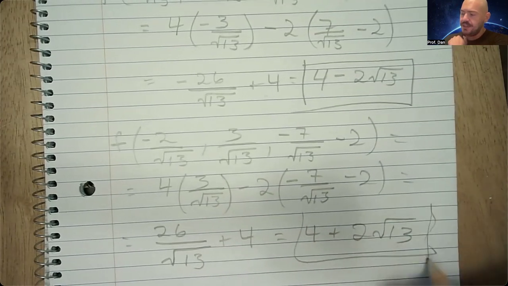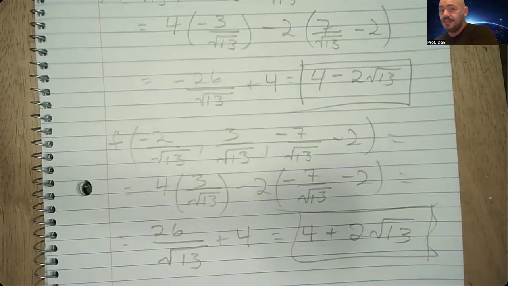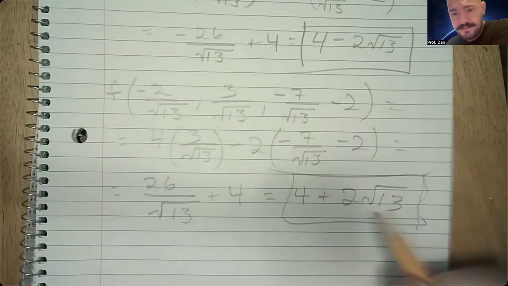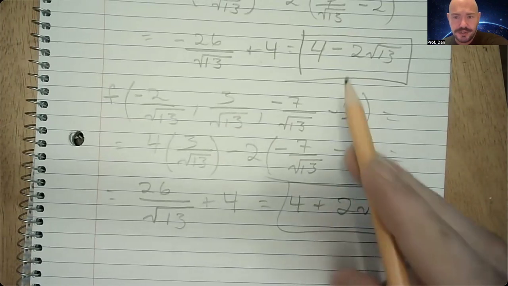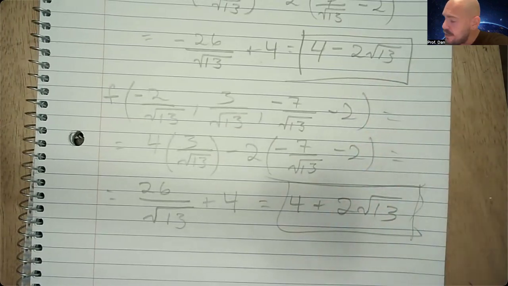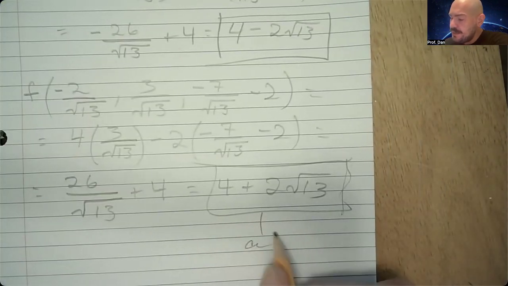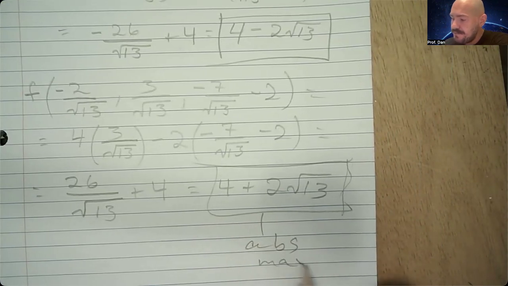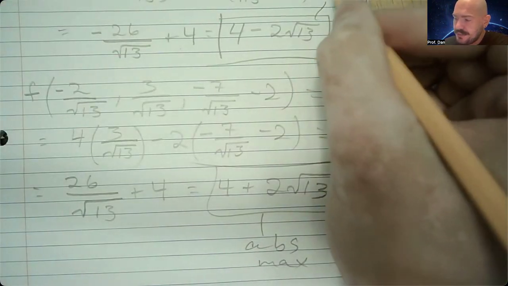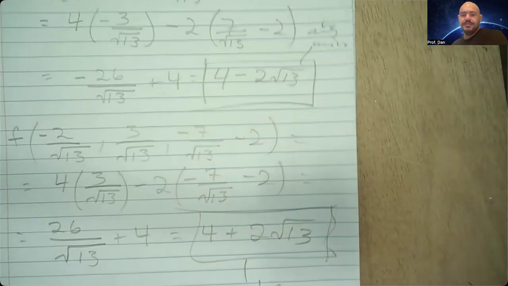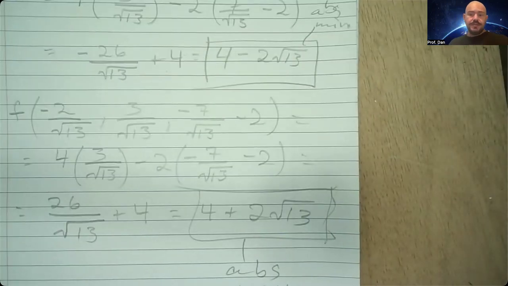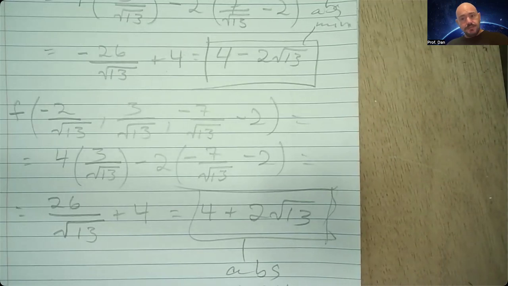Right, and just by looking at this, we shouldn't even need to pull a calculator out to know which one is bigger. This is clearly our bigger one because we're adding to 4. Here we're subtracting from 4. So this is going to represent our absolute maximum, and this is going to represent our absolute minimum. And just like that, we have solved an absolute maximum problem that had more than one constraint. Pretty awesome.